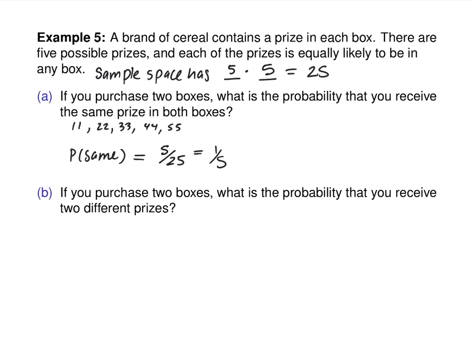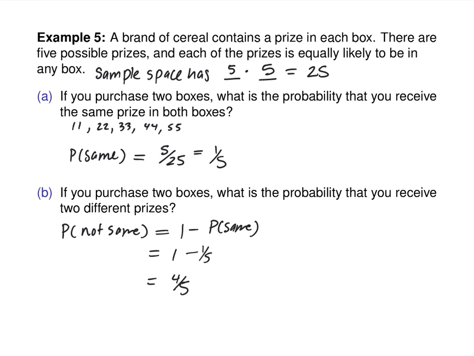Okay, part B. If you purchase 2 boxes, what's the chances that you receive 2 different prizes? How is that related to A? You subtract those ones. That's the opposite. That's like saying P of not same is 1 minus the probability of the same. So 1 minus 1/5 or 4/5, which you guys meant, right?